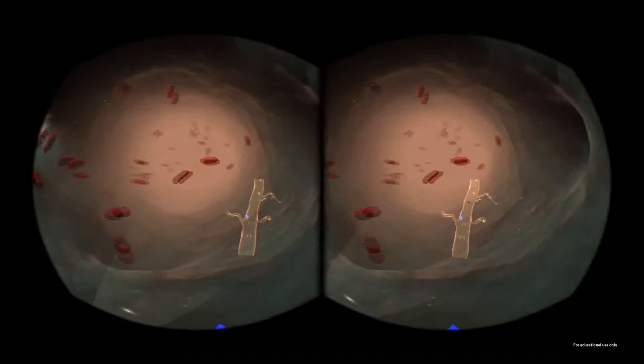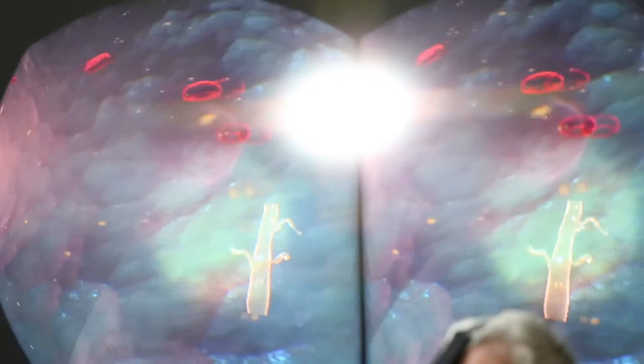Seeing the artery that was smaller and not getting the blood cells, that was incredible, and seeing the cholesterol on it really made everything very clear as why people have strokes and why I had a stroke.